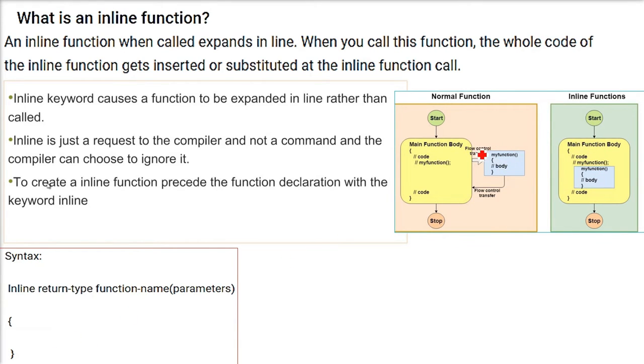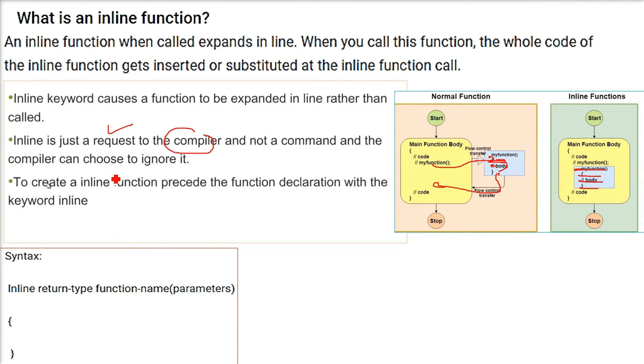So as I was telling you, control will go to the normal function and then come back. Here you will call the inline function, and the lines inside the function will be embedded. So you have to use the inline keyword. This will make the function be expanded inline rather than being called as a normal function. Inline is just a request to the compiler. It is not a command, so the compiler may also ignore it.